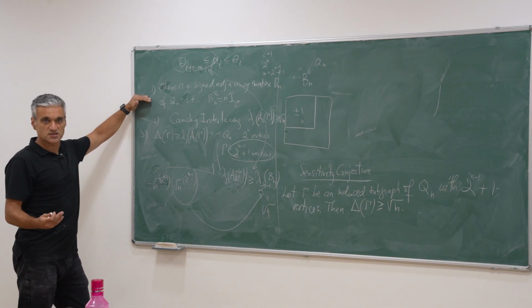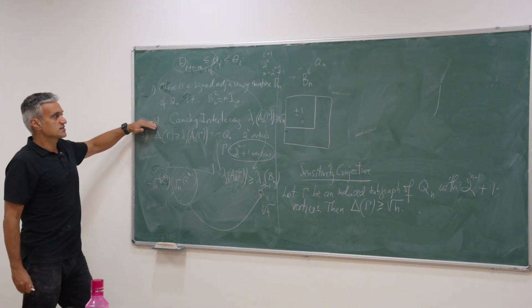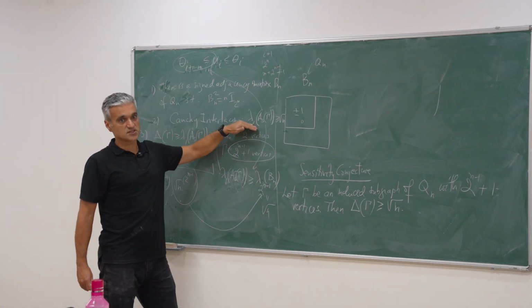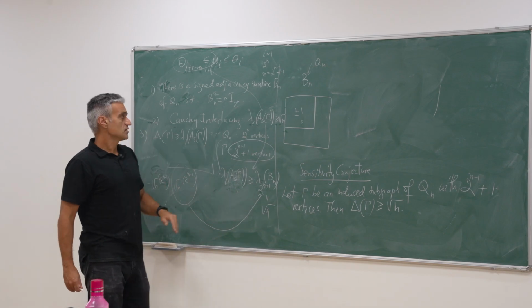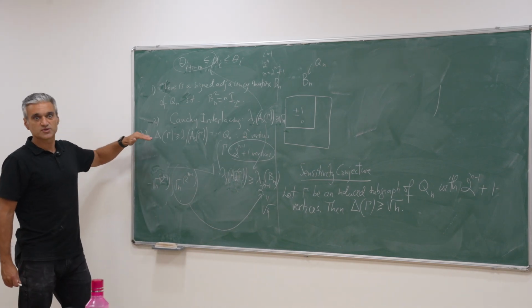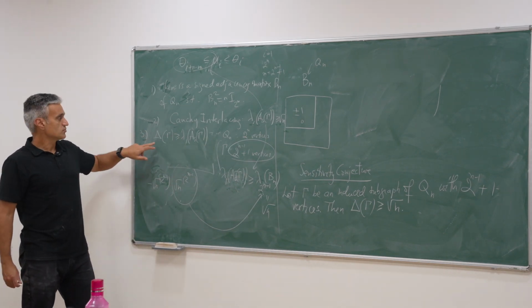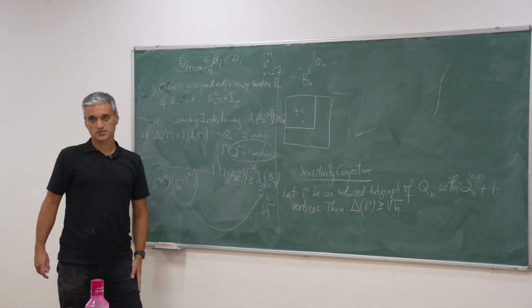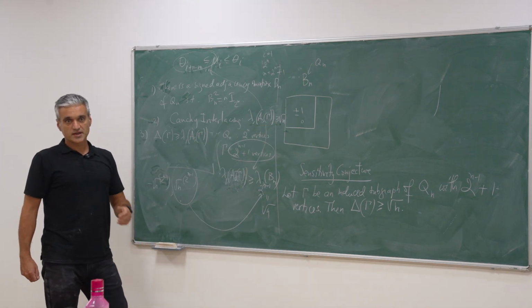That's where kind of the magic happens. By Cauchy interlacing, the largest eigenvalue of that sign adjacency matrix is at least square root of n. This is known: maximum degree always beats the largest eigenvalue. So the maximum degree will be at least square root of n.